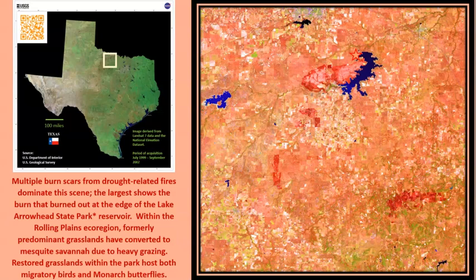This scene lies south of the city of Wichita Falls, shown here, which is the home to Midwestern State University, the lead institution of Texas View. Multiple burn scars mark the landscape. This is from the drought-related dry season in 2011. The largest of these burn scars shows the burn extends right up to the edge of Lake Arrowhead State Park's reservoir. Within the park, which escaped the fire, restored grasslands host both migratory birds and monarch butterflies.